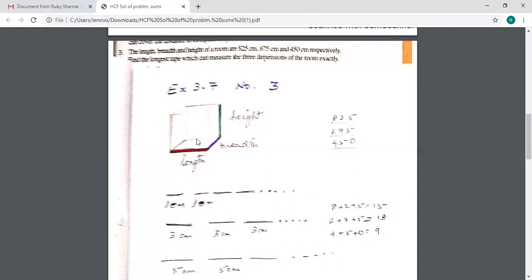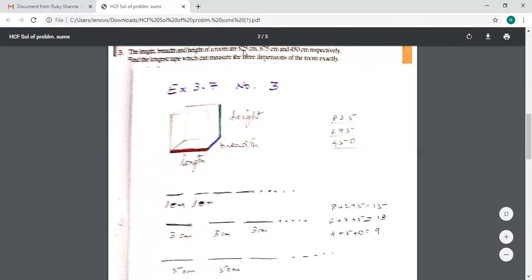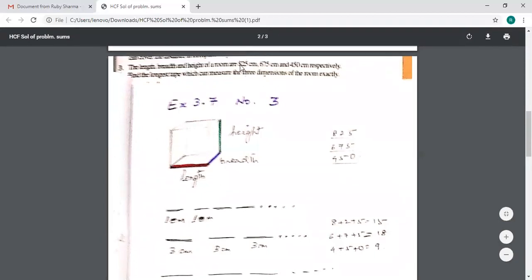So if I take 3, in fact, by the divisibility rule, you add up 8 plus 2, 10, plus 5, 15, 6 plus 5, 11, plus 7, 18, 4 plus 5, 9, plus 0. So all these are divisible by 3. So a 3 centimeter tape also will measure an exact number of times.